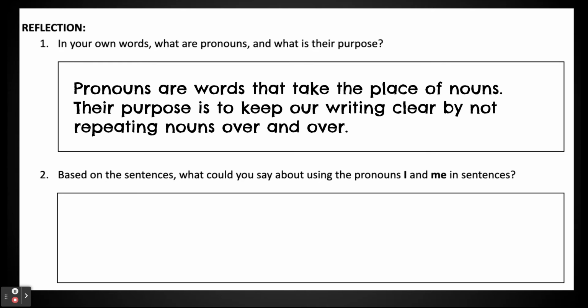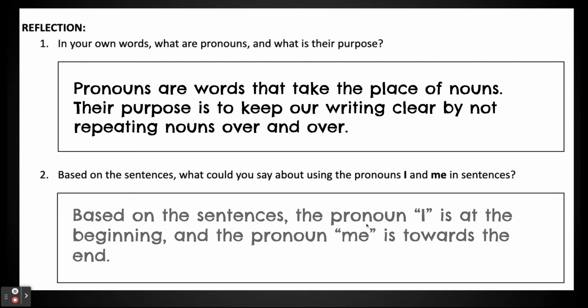Number two, based on those sentences that I just read, the incorrect and correct ones, I noticed that the I and me pronouns were placed in different spots in the sentence. For example, the pronoun I was usually at the beginning of the sentence, and the pronoun me was towards the end of the sentences. Go back and check those out if you didn't notice that.